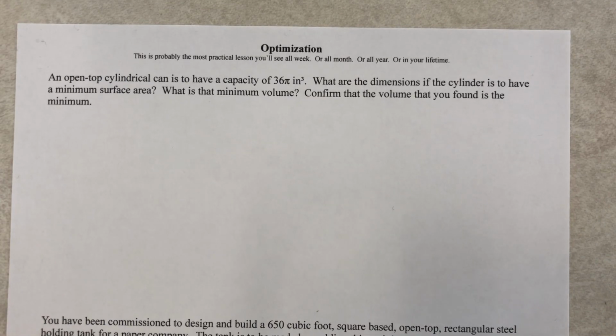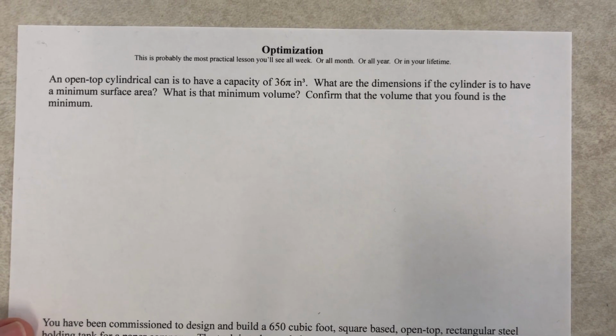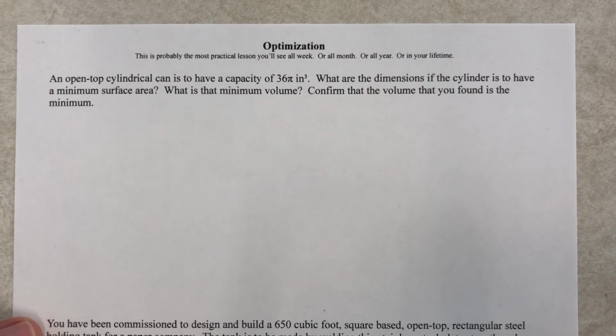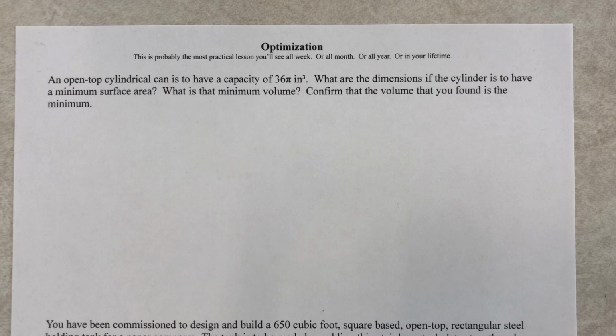Right, this is some practical stuff. We have an open top cylindrical can. It's going to have a capacity of 36 pi cubic inches. What are the dimensions if a cylinder is to have a minimum surface area?